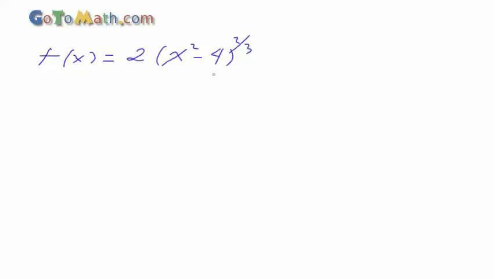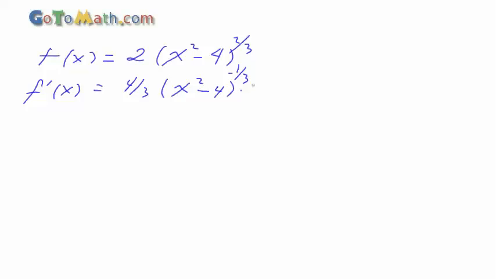And I'll work that. Let's blue this one up a little bit. We have f of x is equal to 2 times x squared minus 4 raised to the 2/3 power. Alright, and first thing we want to do is take the derivative. So we bring the 2/3 out front, we end up with 4/3, and I'm just going to write all that in the denominator. X squared minus 4, subtract 1, you get negative 1/3.